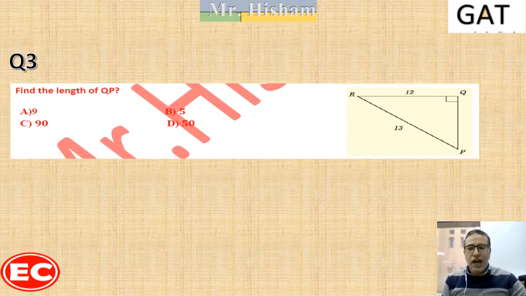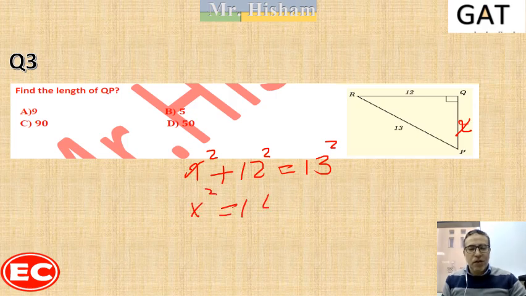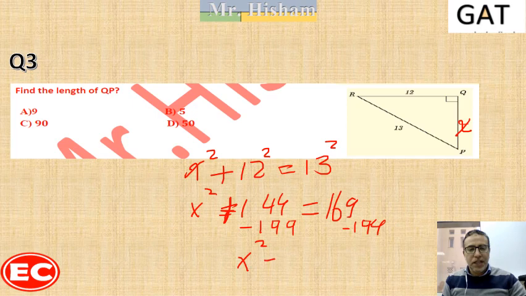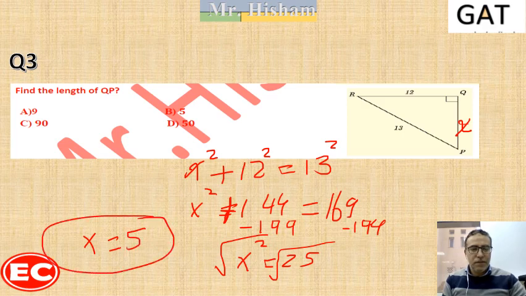Question number 3: I have one of the legs missing, let's call it x. So x square plus 12 square is equal to 13 square. So x square plus 144 is equal to 169. Subtracting 144 from both sides, x squared is equal to 25. By taking the root, the value of x is equal to 5.